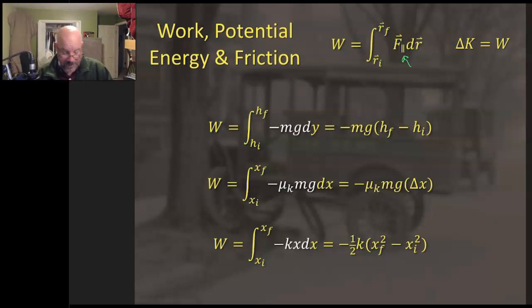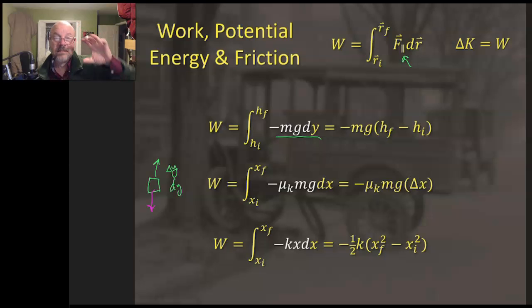So how parallel or not they are matters. Let's start with the work done by gravity. If we lift an object up in the air here, we're going to have some displacement there, a delta y. If it's an infinitesimally small displacement, then it's a dy. But what's the direction of gravity there? The direction of gravity is backwards.